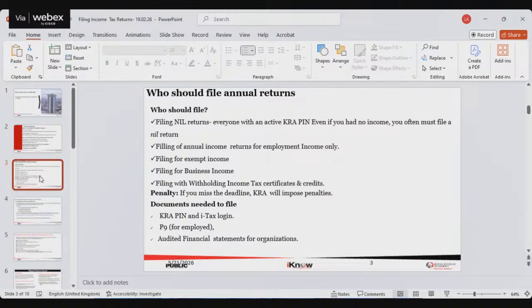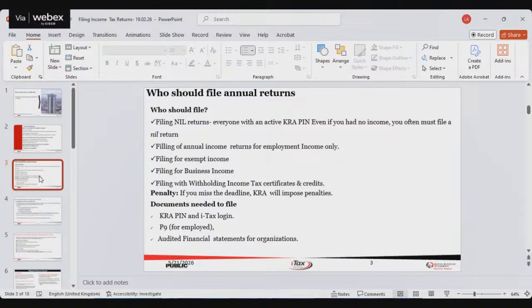So in case you don't have an income and you have an active PIN, then you'll be required to file a nil return. When I'm doing the demonstration, I'll be able to take you through how to do a nil return. So filing of nil return applies to everybody with a KRA PIN. This will only be where you don't have any gainful income for that year.